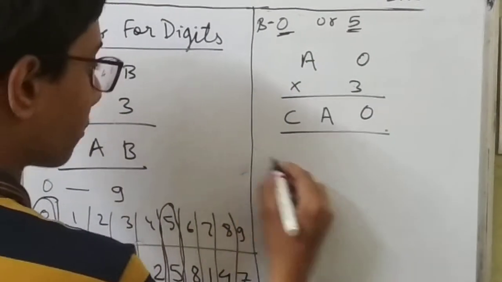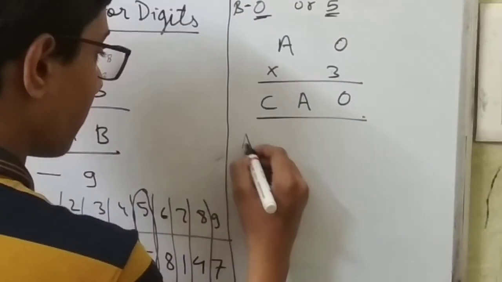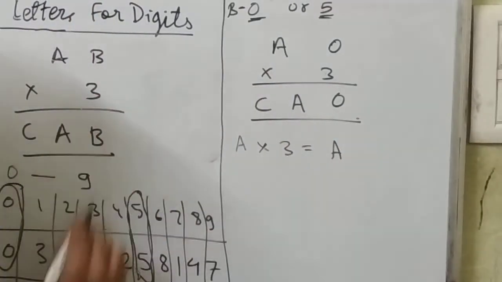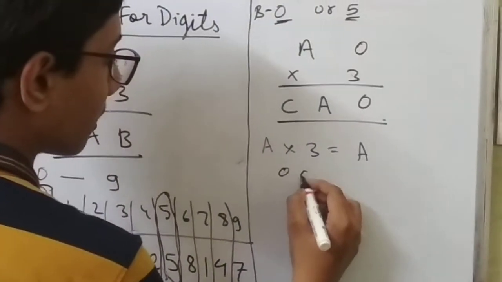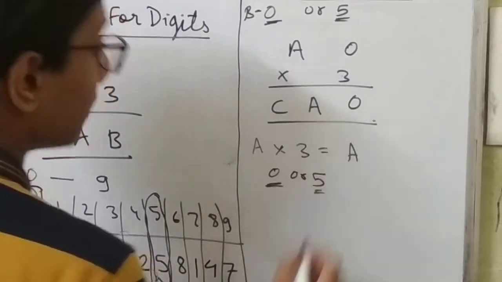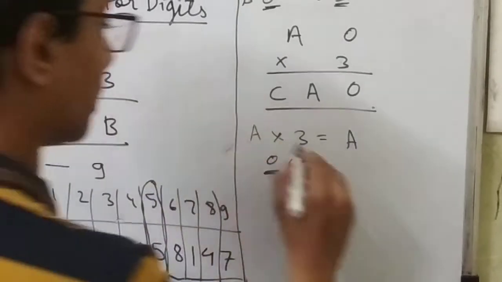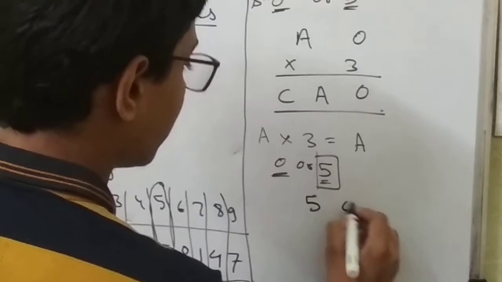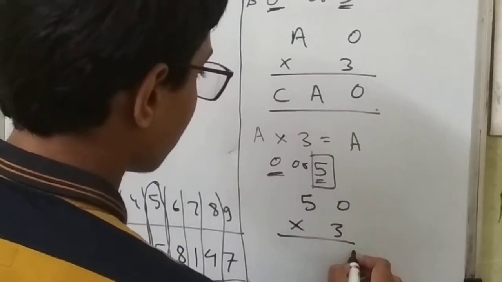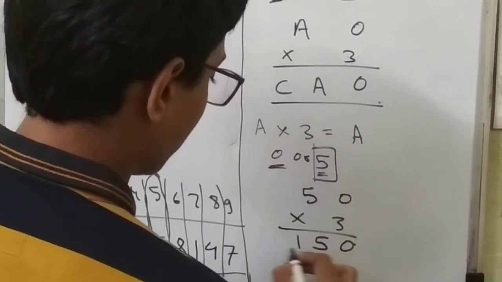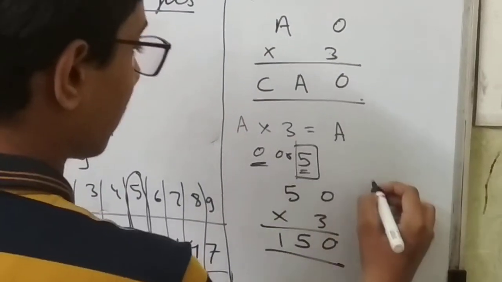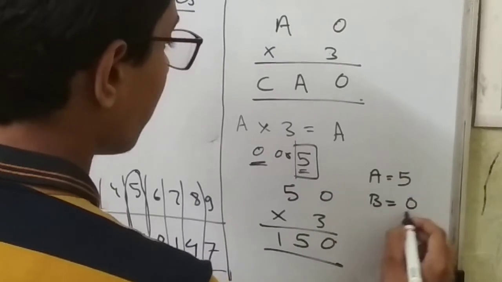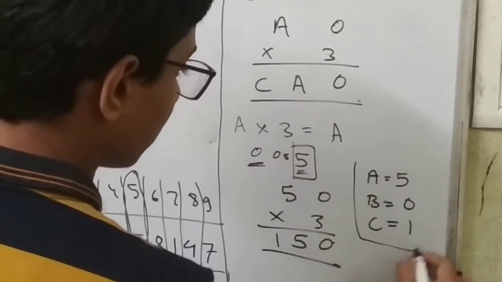No carry. Now think of another number A, which when multiplied by 3 gives the same condition here. That means again the answer can be 0 or 5. And you know, since the leftmost digit cannot be 0, that means we have only one answer, that is 5. Now let's solve it again. 50 times 3 gives you 0, 5 and 1. So with this, if you compare, what will be our answer? A is equal to 5, B is equal to 0, C is equal to 1. This is one answer.